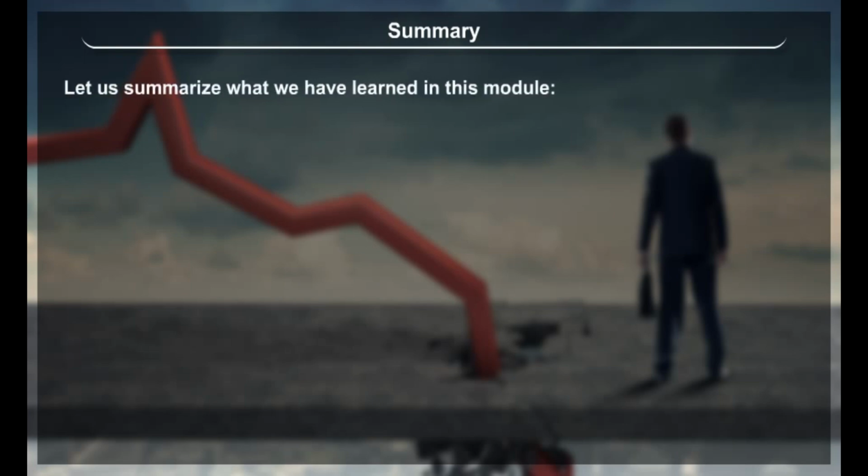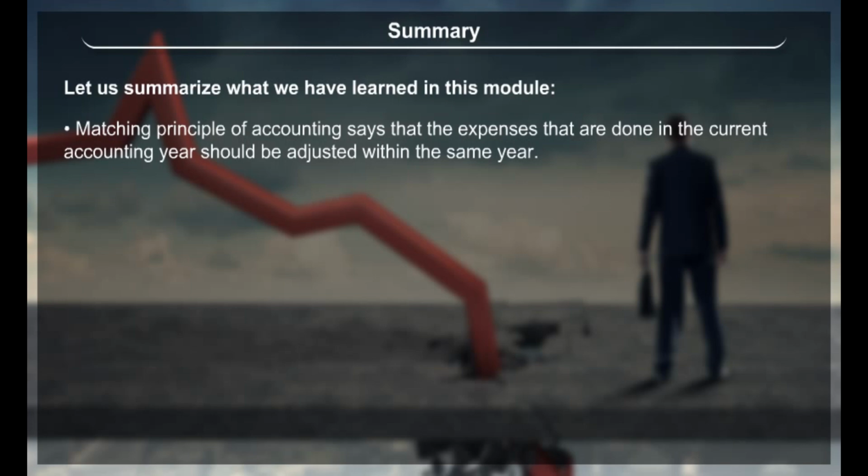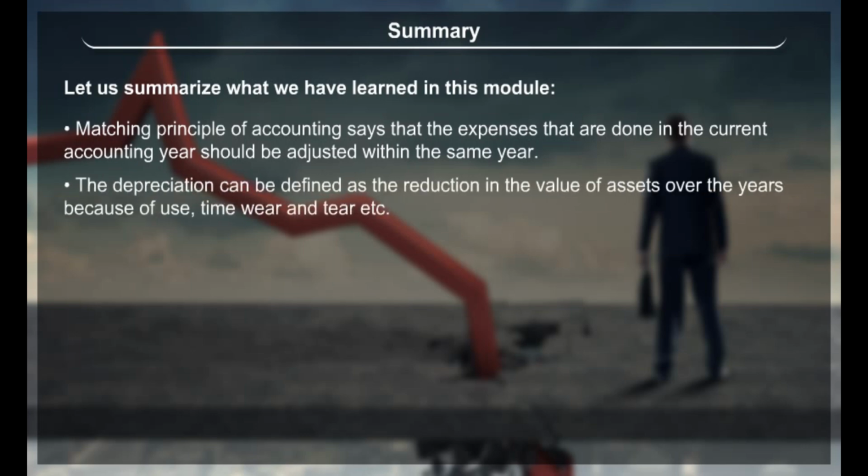Summary. Let us summarize what we have learned in this module. Matching principle of accounting says that the expenses that are incurred in the current accounting year should be adjusted within the same year. Depreciation can be defined as the reduction in the value of assets over the years because of use, time, wear and tear, etc.